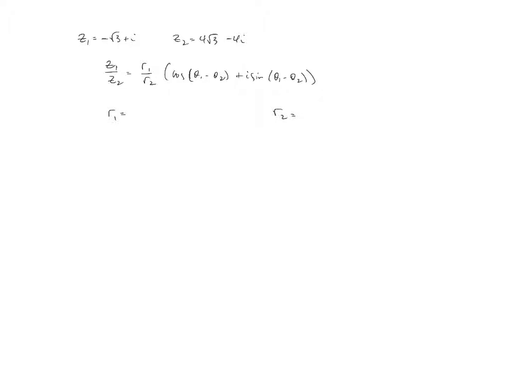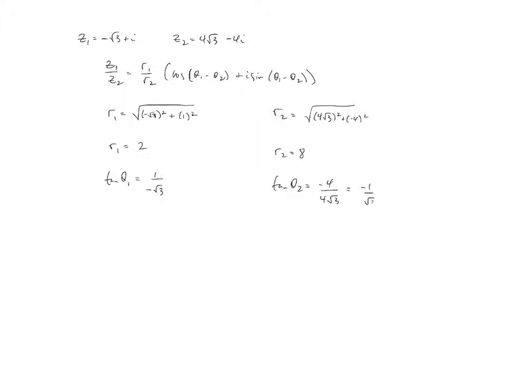For r1, I'll take the square root of negative root 3 squared plus 1 squared. That gives us an r1 value of 2. For r2, we'll have 4 root 3 squared plus negative 4 squared, which gives us an r2 value of 8. Now, tangent of theta 1 is 1 over negative root 3. And tangent of theta 2 is negative 4 over 4 root 3, which is negative 1 over root 3.